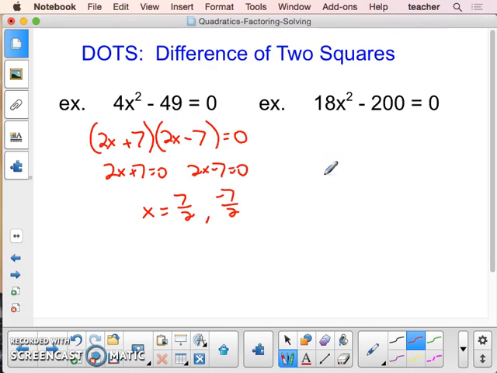Go ahead, pause the video, and try this one on your own. One word of warning. There is a GCF here that you should factor out first before you look to do the difference of two squares pattern.